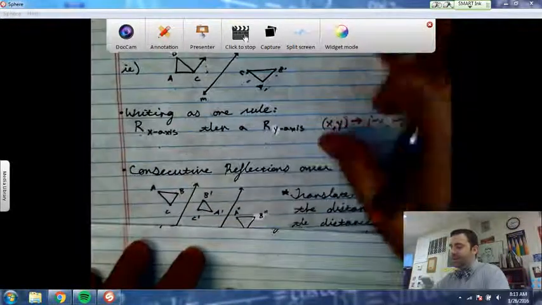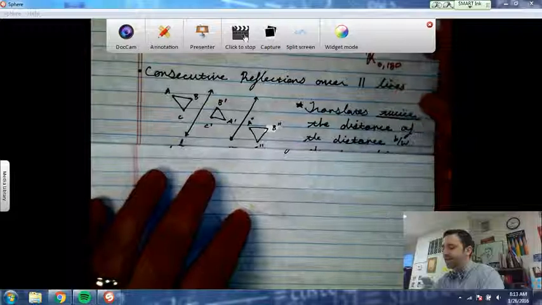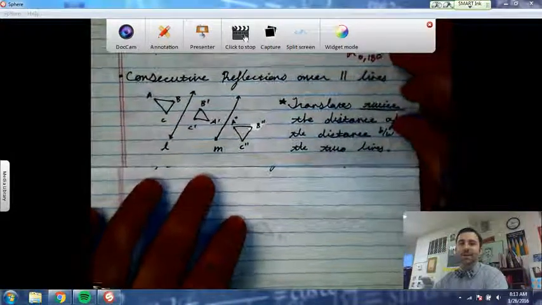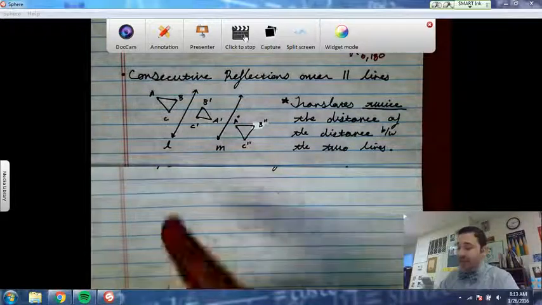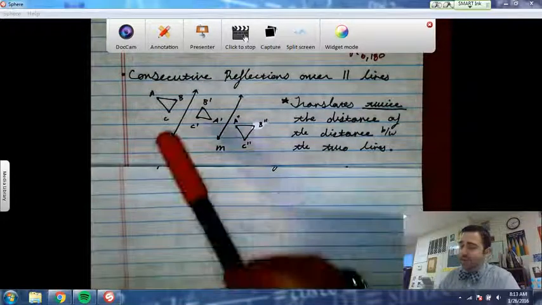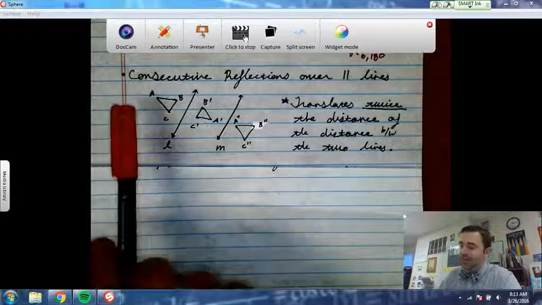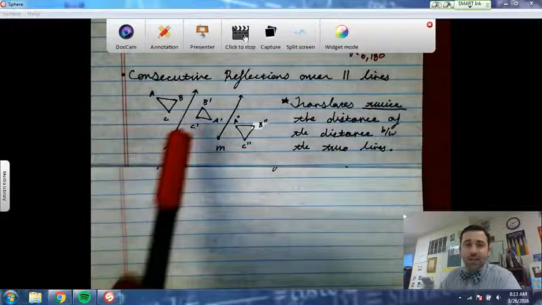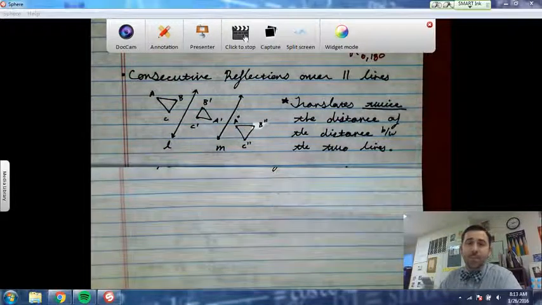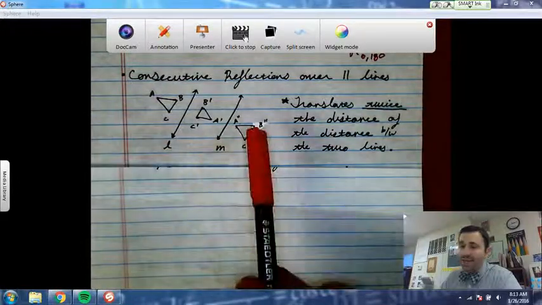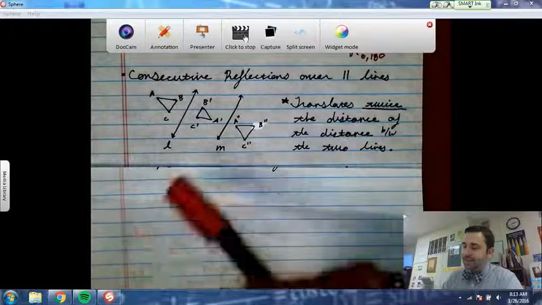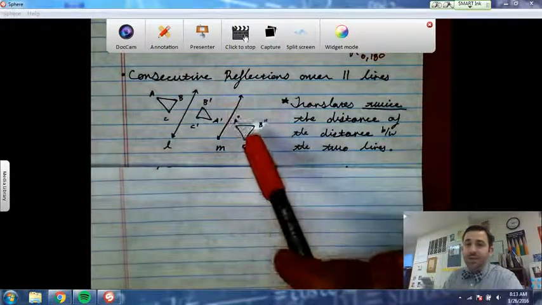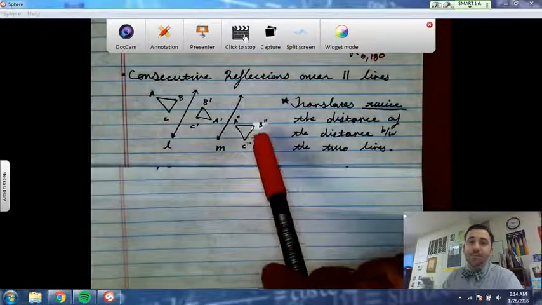So now let's talk about a consecutive reflection over parallel lines. If I have the lines of reflection L and M, and then I have the pre-image ABC, and I reflect ABC over the first line to get A prime, B prime, C prime, and then I reflect it a second time to get A double prime, B double prime, C double prime, notice that the pre-image and the double prime image are the same.